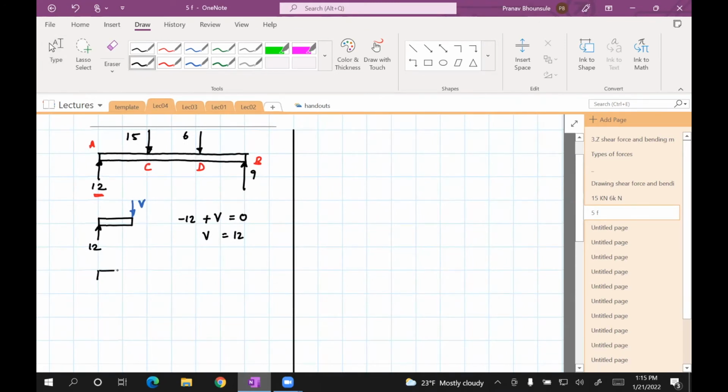Let's just keep moving on to the section between C and D. Professor, now we'll show the reaction forces at A, at C, and then the unknown is right where we cut the beam. So we need to put a reaction force. Question.